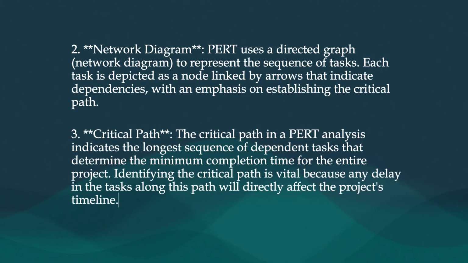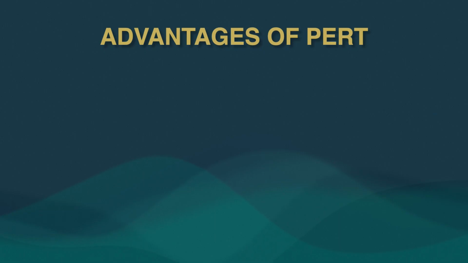The critical path in PERT, that is Program Evaluation and Review Technique analysis, indicates the longest sequence of dependent tasks that determine the minimum completion time for the entire project. Identifying the critical path is vital because any delay in the tasks along this path will directly affect the project's timeline. What are the advantages of PERT, Program Evaluation and Review Technique?